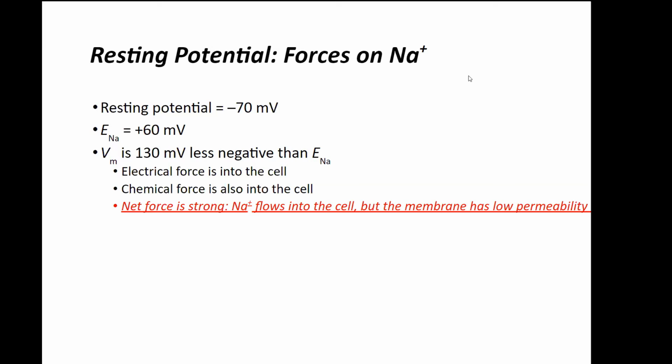And this is really important to remember because as we start talking about action potentials, we will be talking about situations where we change the permeability of the membrane to sodium. And then we're going to see this really strong force released. Once we change the membrane and make it more permeable to sodium, we'll see that sodium can flow into the cell and it's going to rapidly get us up much closer to its own equilibrium potential. So at certain points in our action potential, we're going to see a ton of sodium flow into the cell because of this strong force.